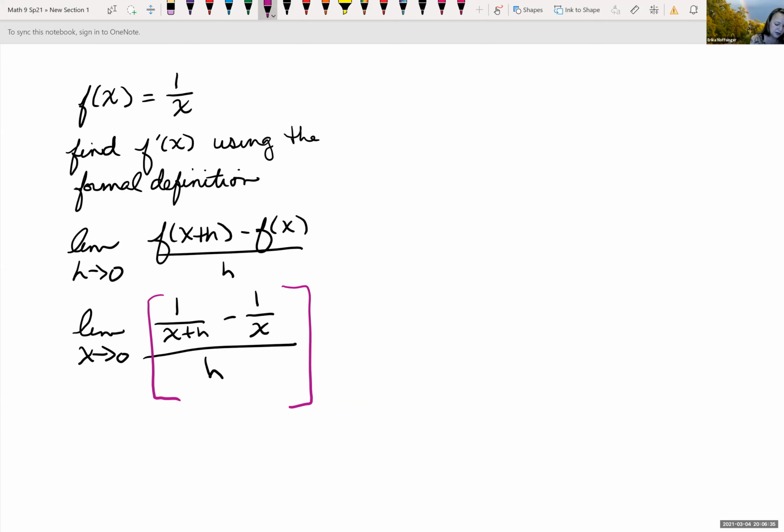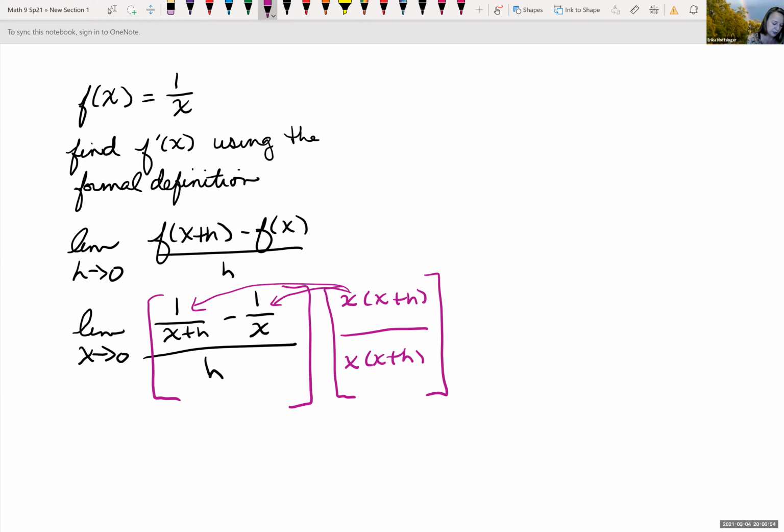And one way to manipulate that, to get rid of the complex fraction, is multiplying by the LCD, the least common denominator of the fractions within that fraction. And so multiplying through by x times x plus h is going to clear our fractions in the numerator. And so we're left with a limit as h goes to 0.